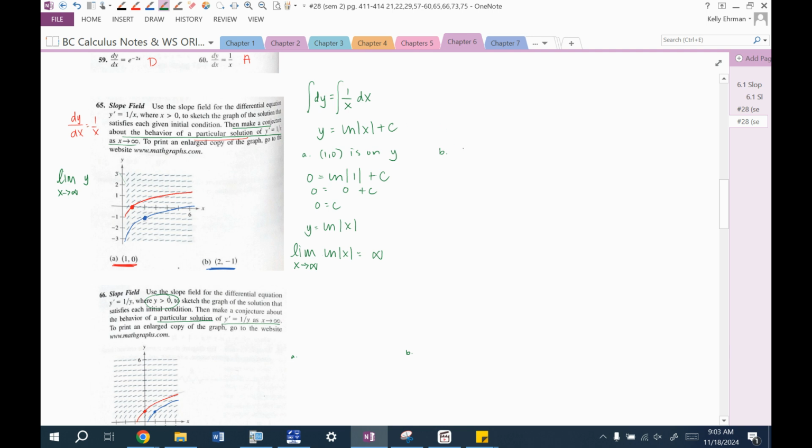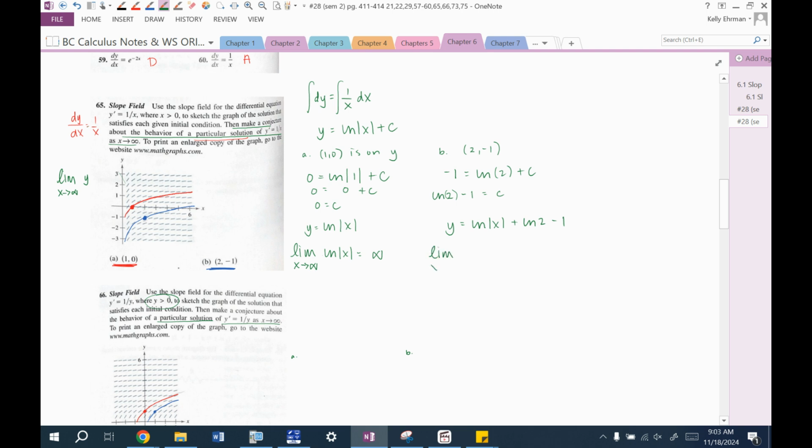So same equation, but now we're looking at the point (2, -1). So go back to this y equals. So -1 equals the natural log of 2 plus c. And so this c value would just be natural log of 2 minus 1, or -1 plus natural log of 2. It doesn't matter. So this particular solution is y equals natural log of x plus natural log of 2 minus 1. You can work on condensing this if you want, but that's not necessary.